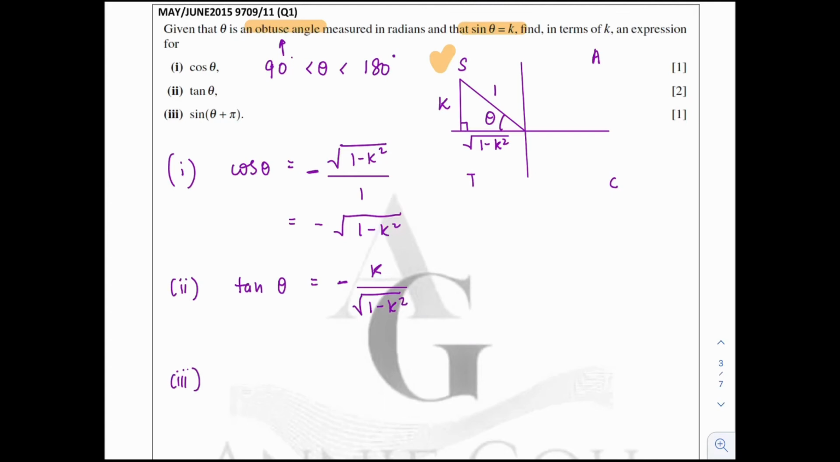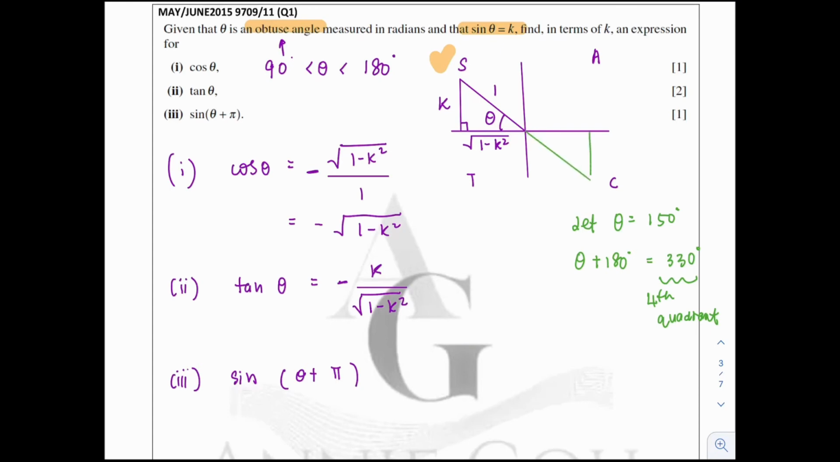Part 3, you are asked to find the answer for sine of theta plus pi. Pi is 180 degrees. So let's say your theta is about 150 degrees, an obtuse angle. If you take theta plus 180 degrees, then we will get 330 degrees. This angle will actually fall in the fourth quadrant, which means if we take our theta plus 180 degrees, we will get a triangle in the fourth quadrant. So let's sketch a triangle in the fourth quadrant.